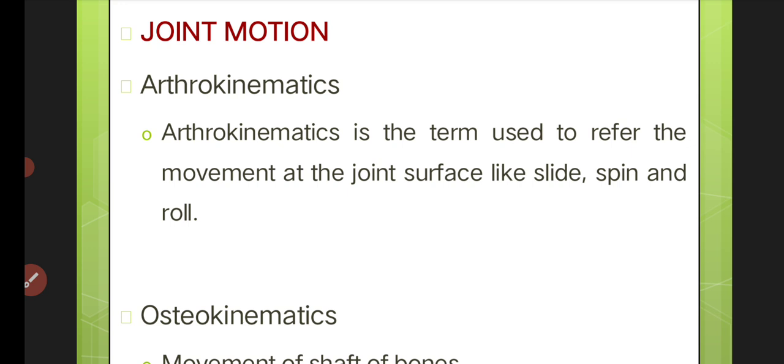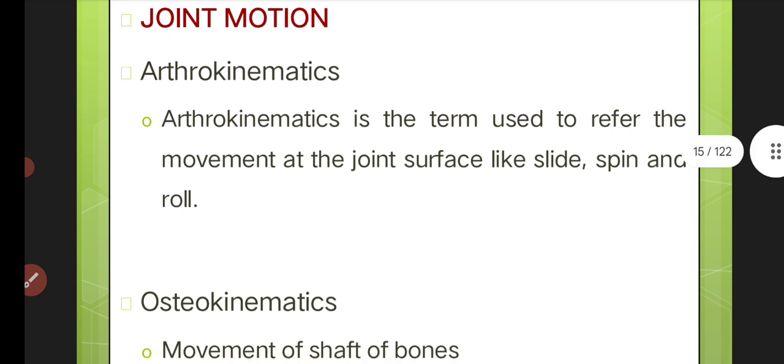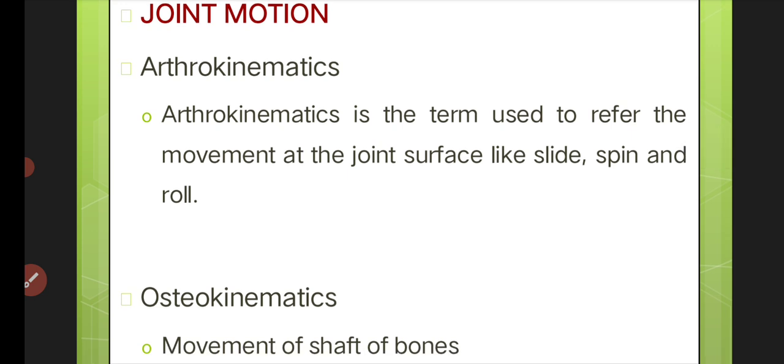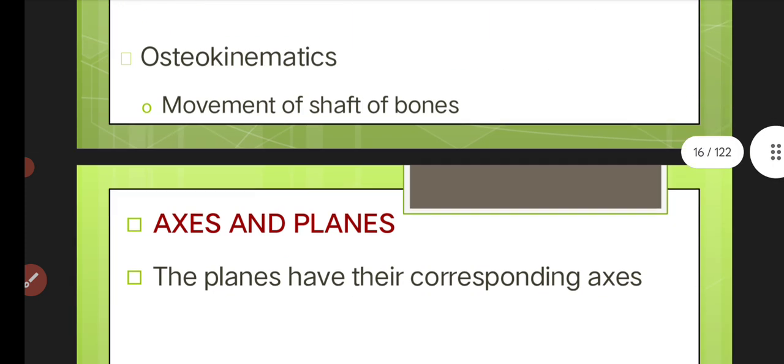Okay, the joint slides and spins. Here the head of the humerus slides downwards in case of shoulder flexion, and it spins backwards. So this is the orthokinematic joint motion.